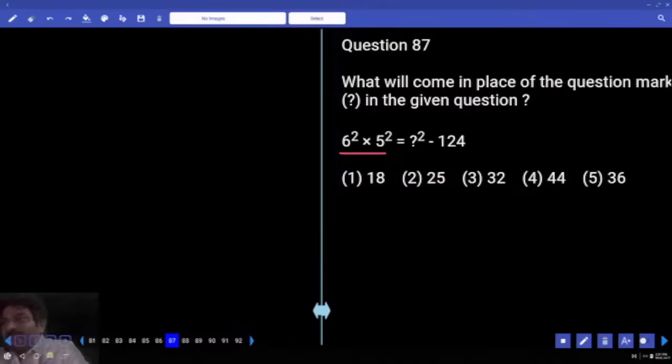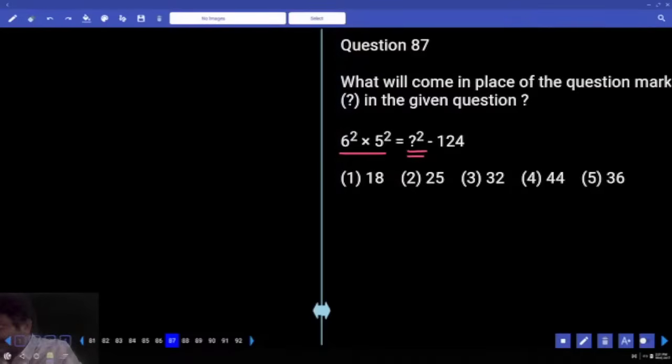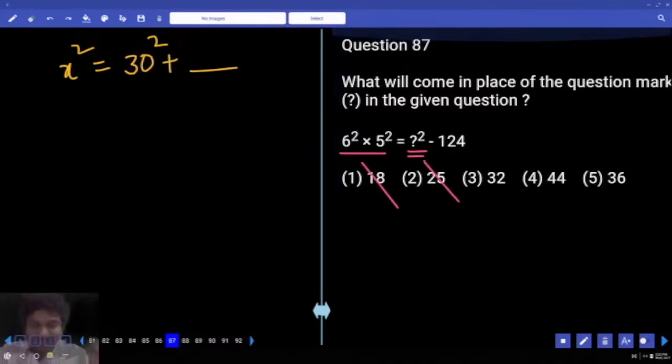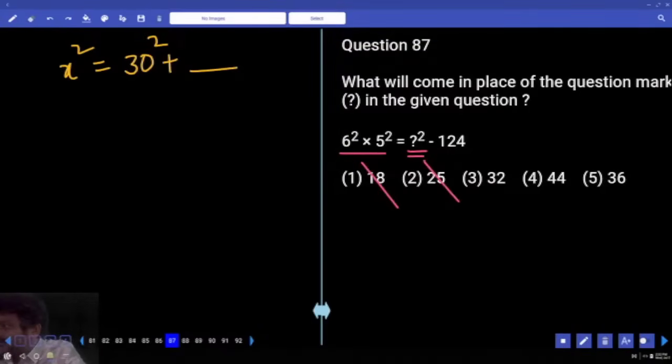Left hand side, a square into b square. Can that be written as ab whole square? What is that? 30 square. X square is in right hand side. Right hand side has an extra number. What is that? 124. That comes to left hand side. Then x square is going to be more than 30 square, right? Hence first option and second option can be eliminated. Got it? You asked about the x value. X is definitely more than 30.